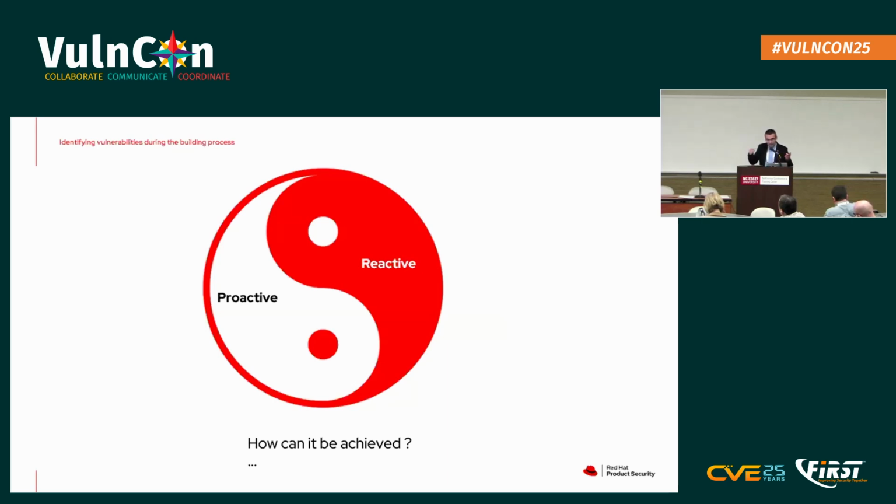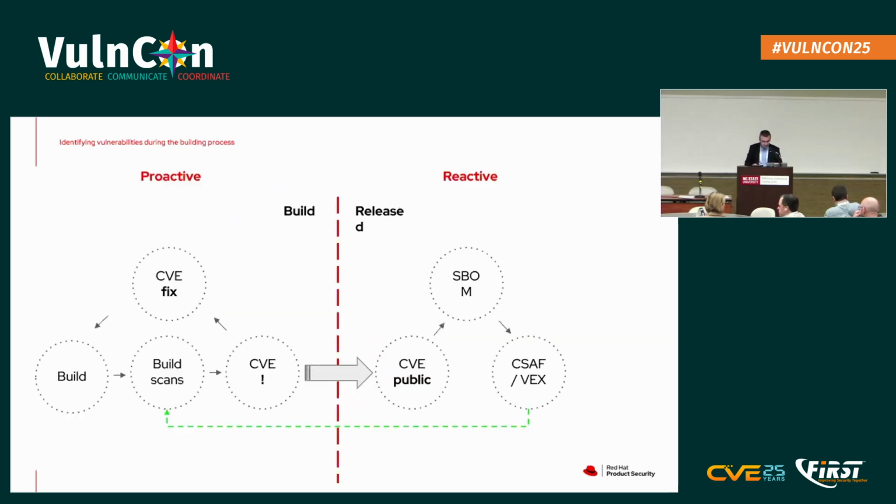Let's see how proactive and reactive vulnerability management can work together. I will try to explain it. On the left side, we have all work related to the proactive part, the build time. On the right side, we have all work that is already on the reactive side, that is related to the already released content. So how can we work together? On the left side, we have a build. We scan it, we detected a CVE. And in this example, I would like to show two use cases.